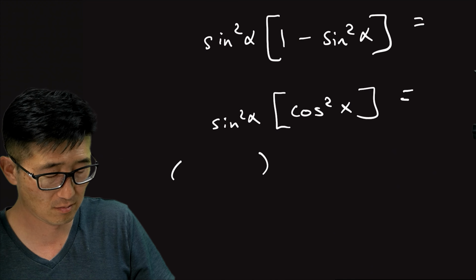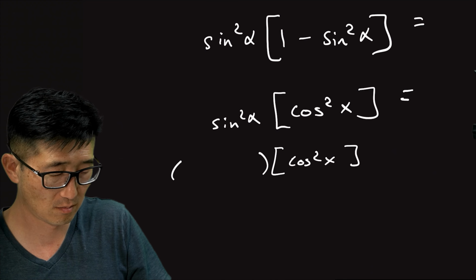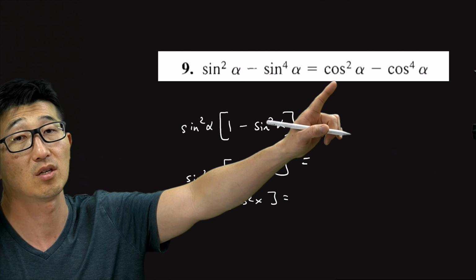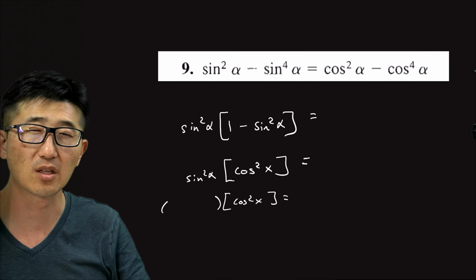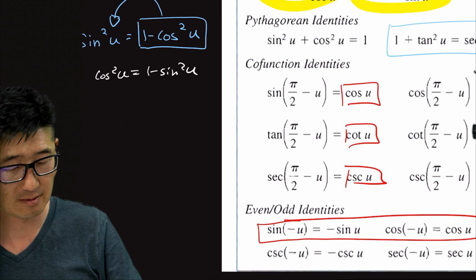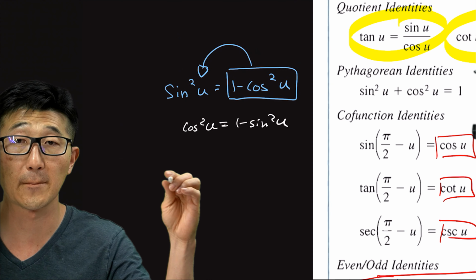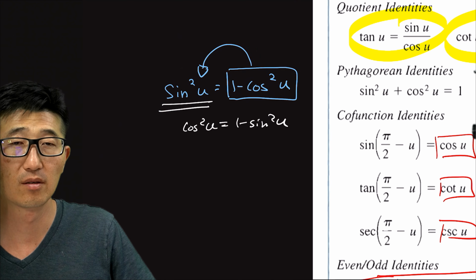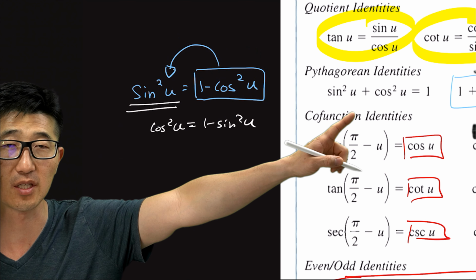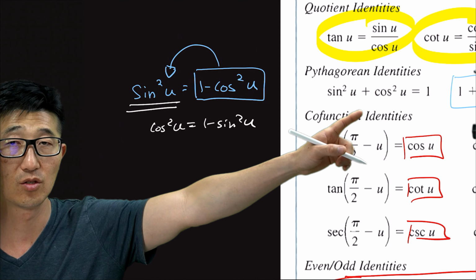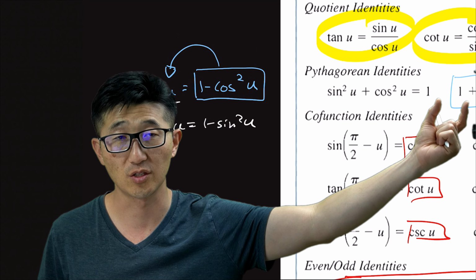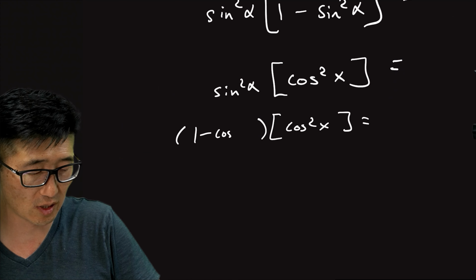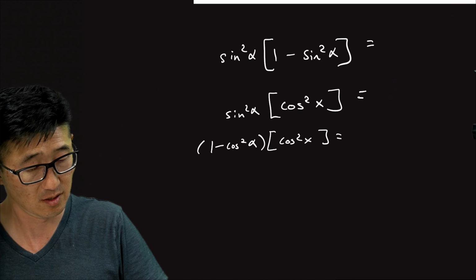Sine squared u is 1 over cosecant? No. Well, cosecant is not cosine. You want to keep it as cosine. Look at the Pythagorean theorem identity again. So sine squared u is equal to what? 1 minus cosine squared u. I'm taking that and moving it to the other side, right? So this is going to become 1 minus cosine squared alpha.